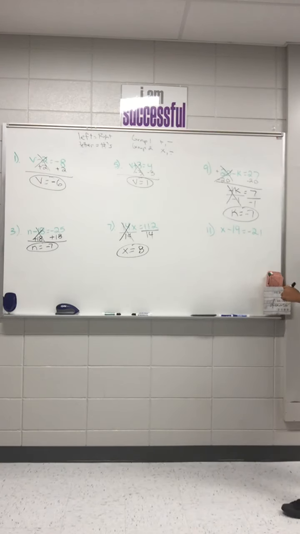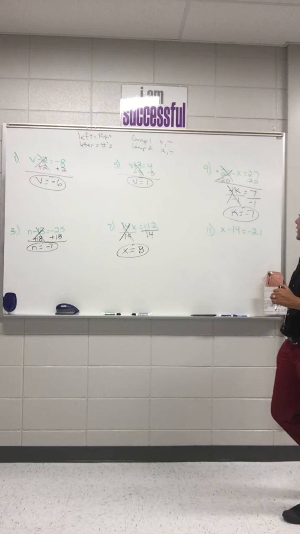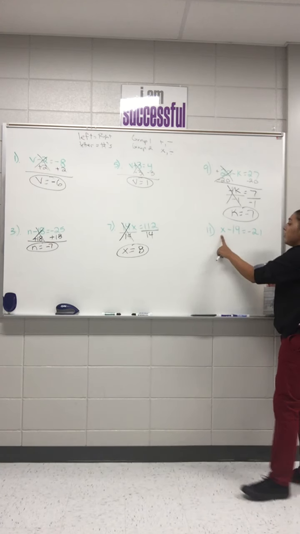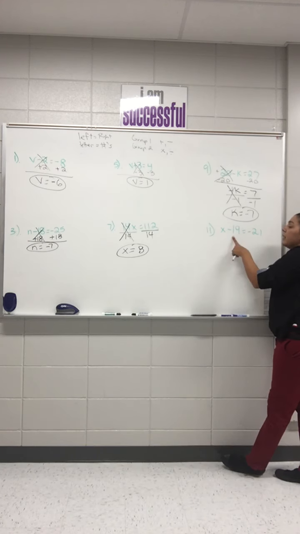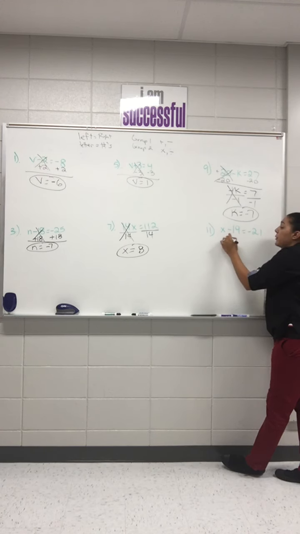Okay, 11. So 11 says x minus 19 equals 21. Okay, is this a letter or number? Letter or number? Number, so numbers go on the right. So I got a minus 19, so what's its buddy? Okay, well, its buddy is addition. So in order for us to move it, we got to add 19 to both sides. So I got x equals minus 2.